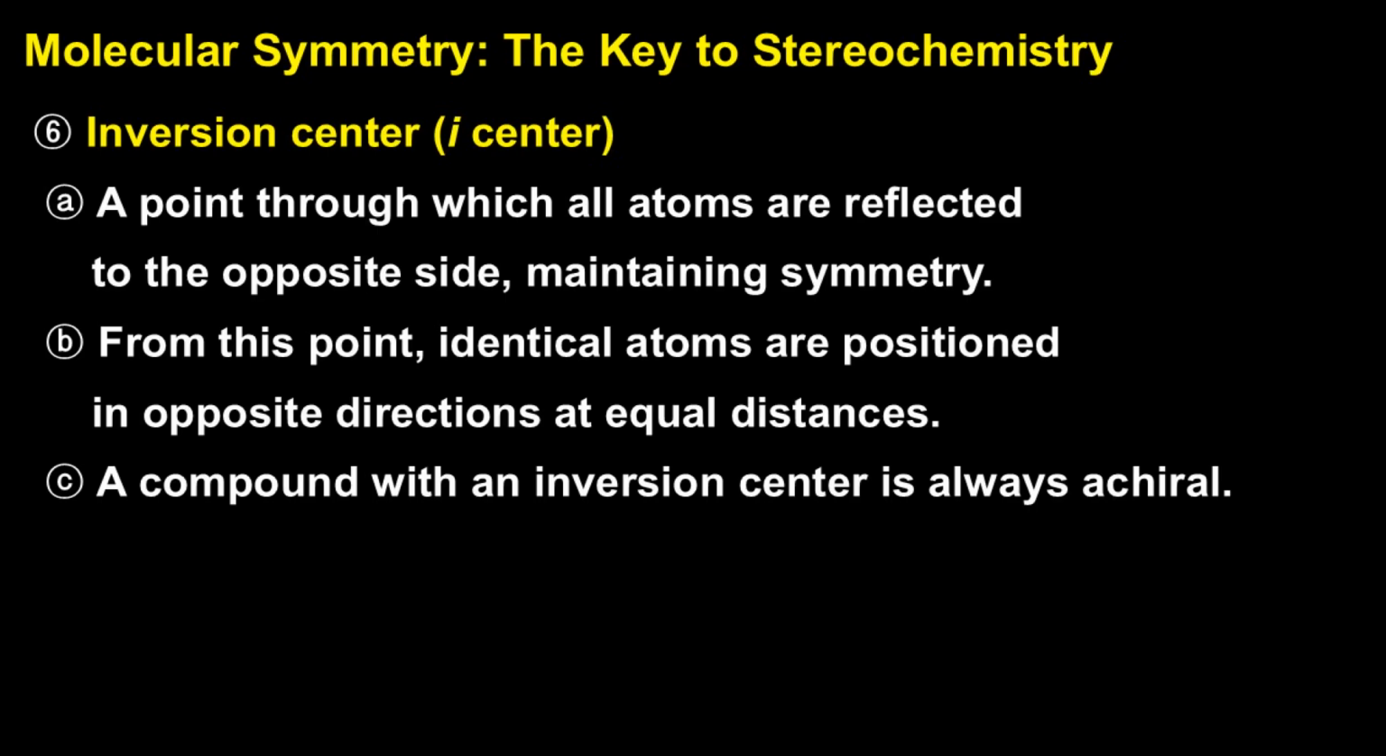It's different from mirror planes because instead of reflecting across a flat surface, an inversion center works through a single point. It's like mapping each atom directly through that point to the other side, but the molecule still looks the same afterward. This kind of symmetry is a bit trickier to spot compared to mirror planes, but it's just as important when classifying molecular symmetry.